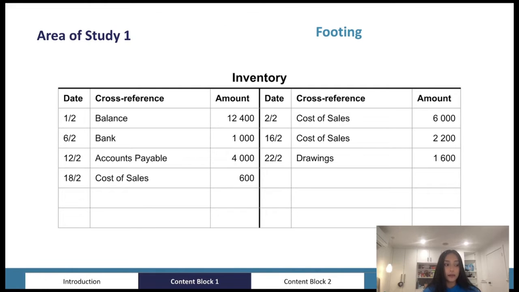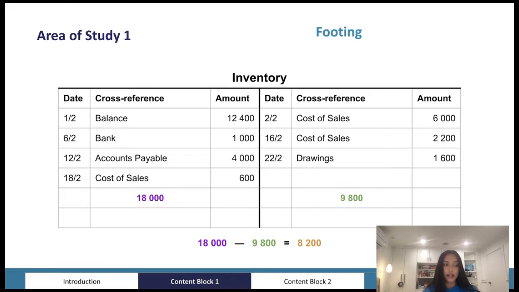So here's an example of a completed general ledger account from the end of a reporting period. First we'll total the debit side, or the left side, and this debit total comes to $18,000. Next we'll total the right side, which is the credit side, and the credit total comes to $9,800. The next step is we subtract the smaller total from the larger total. So the smaller total is $9,800, which is the credit total, and the larger total is $18,000, which is the debit total. So we'll do $18,000 minus $9,800, which gives us $8,200.